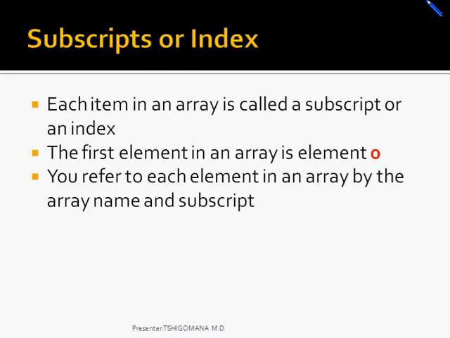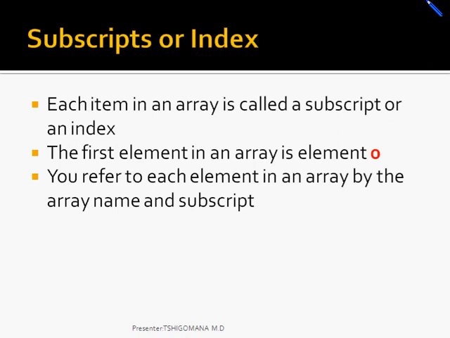Subscript or index. Each item in an array is called a subscript or an index. The first element in an array is element number 0. In other words, in Visual Basic, array elements start at element number 0. If, say for example, we have two elements, the lowest array element or the lowest index is 0 and the highest is 1. If we have 10 elements in an array, the lowest one is 0, then it means the highest is 10 minus 1, which is 9.